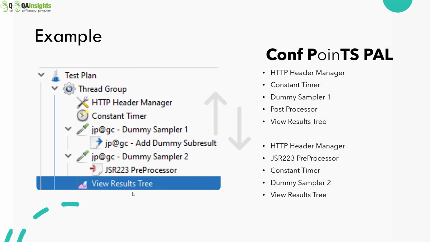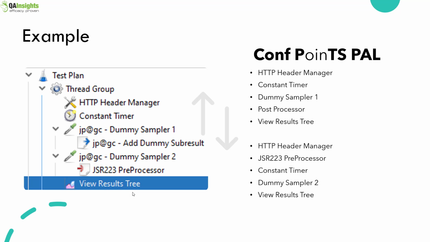Let us see a quick example. In the screenshot, you could see there is a thread group. We have the header manager, constant timer, dummy sampler 1, and there is a post processor. And then we have the dummy sampler 2 and preprocessor. At last, we have the view results tree.